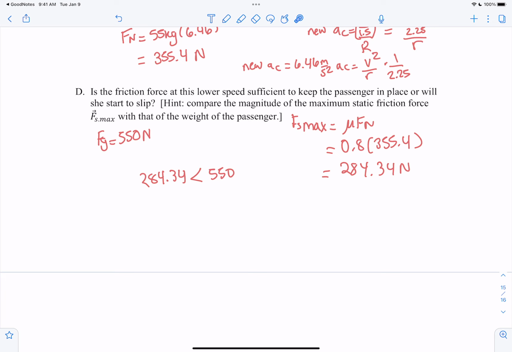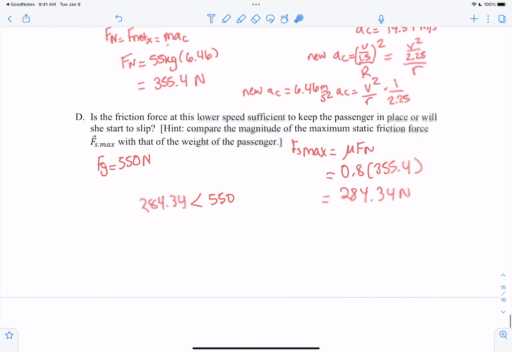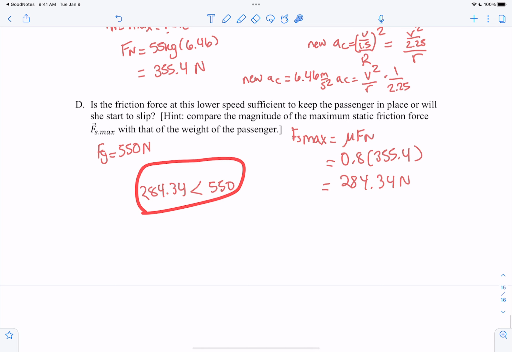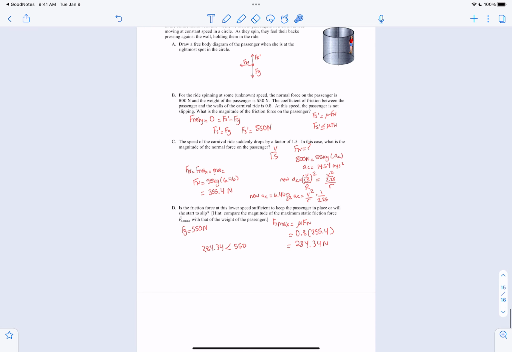And to a certain extent, you'd actually be moving a little bit upwards too, right? So since it's less, you start to slip, because going at that lower speed gives you a lower normal force. That lower normal force gives you a lower maximum static friction force. If the maximum static friction force is lower, then gravity, or whatever other force is opposing it, is going to make it slip. Does that make sense for part D?